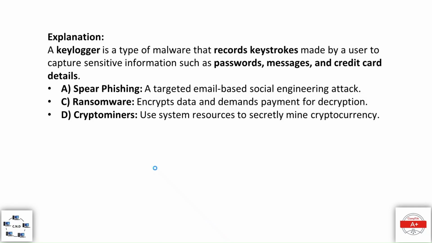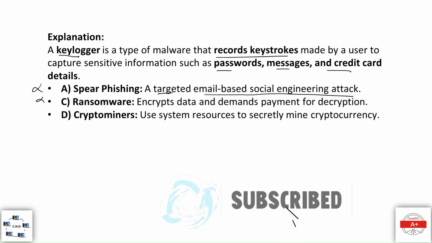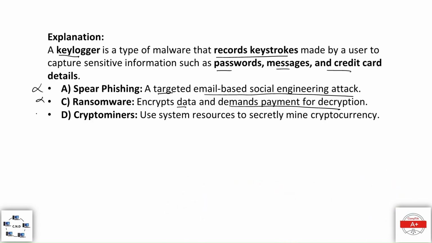So a keylogger is a type of malware that records keystrokes made by a user to capture sensitive information such as passwords, messages, and credit card details. Other options: spear phishing is a targeted email-based social engineering attack. Ransomware encrypts data and demands payment for decryption. And crypto miners use system resources to secretly mine cryptocurrency.